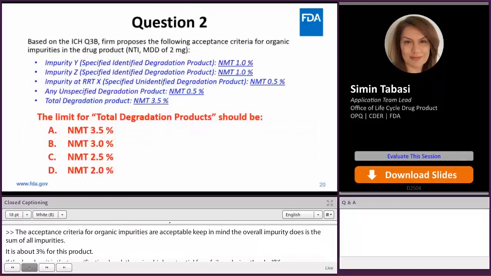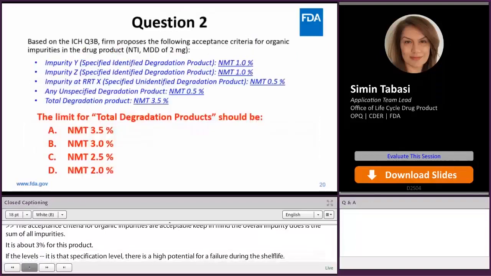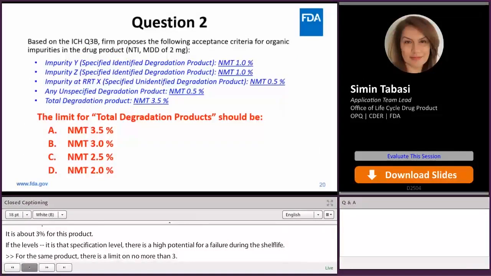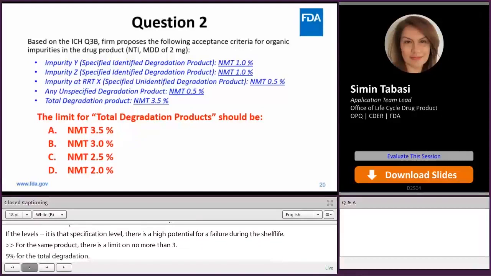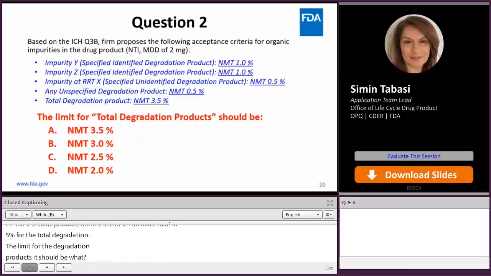For the same product, the firm proposes a limit of no more than 3.5% for total degradation products. Based on this presentation, the limit for total degradation products should be no more than 3.5%, 3%, 2.5%, or 2%. I'll give you a few seconds to respond.